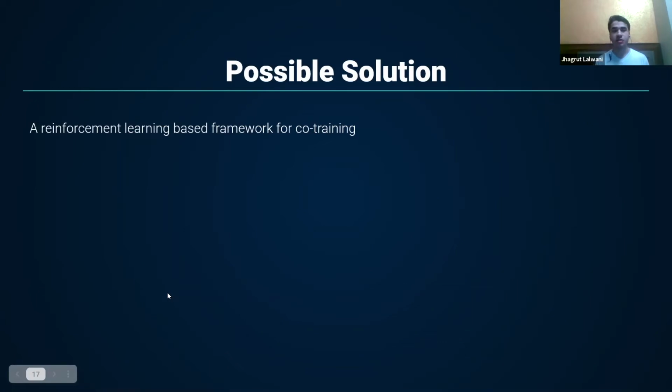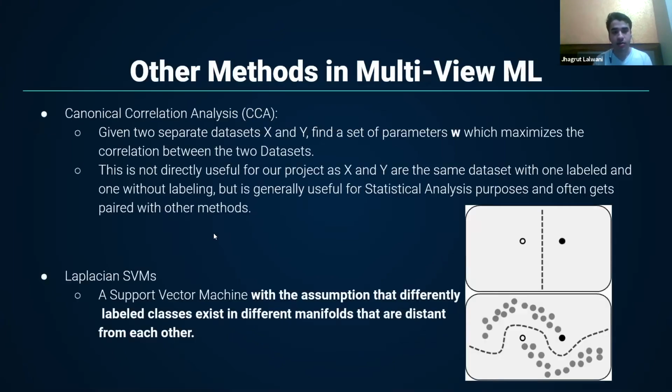Now, a possible solution here is a reinforcement learning based framework for co-training, where after each iteration, we check what the results are. We reward the good results and penalize the wrong results. And basically that is what reinforcement learning is. So this is not totally semi-supervised learning, but a mixture of semi-supervised and reinforcement learning. Next slide.